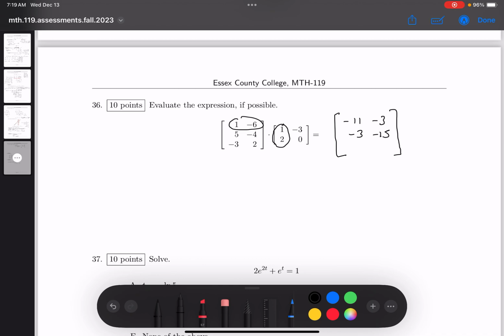So, minus 3 and then a 4. That's going to be 1. And then you can get 9 and 0, which is just 9. I'll put a box in this over here. Again, very little work. There's 6 entries over there. Minus 11, minus 3, that's the first row. Minus 3, minus 15 is the second row, and 1, 9 is the third row.